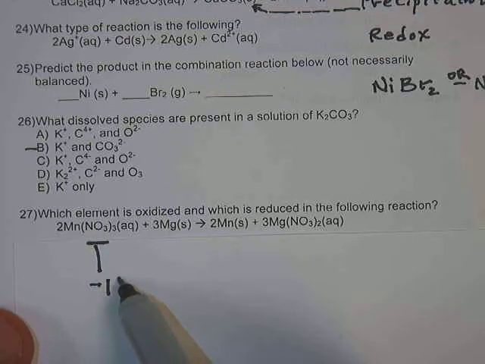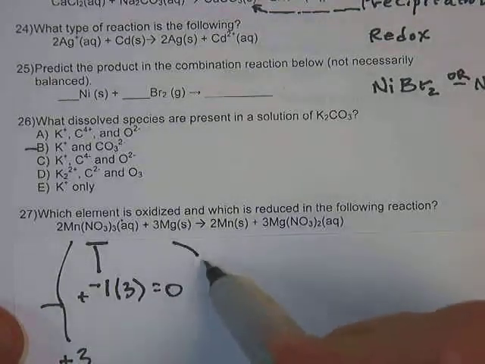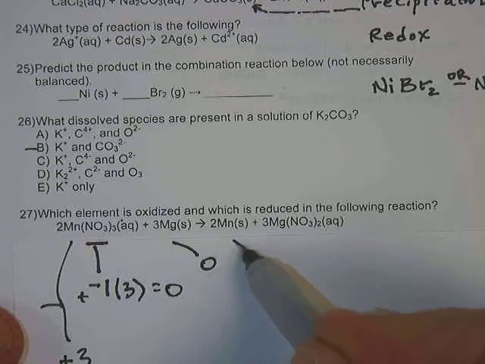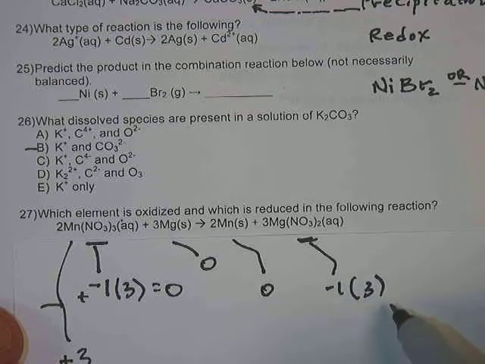First of all, the easiest way to do this one is to pick your weak animals. And I know that nitrate right here has a -1 charge overall, and there are 3 of them in here. Then manganese plus -3 has to add up to 0 because there's no charge up in here. So that means manganese must be +3.